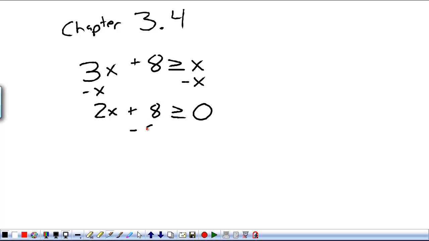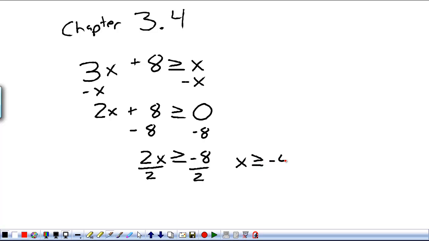We still have the rest of the problem, which is 2x plus 8, and we're going to subtract 8 from both sides. Now 0 minus 8 would give us negative 8. Even though we're dealing with negatives, if we did not multiply or divide by a negative, we keep the same sign. Finally, we need to divide both sides by 2, and our final answer would be x is greater than or equal to negative 4.